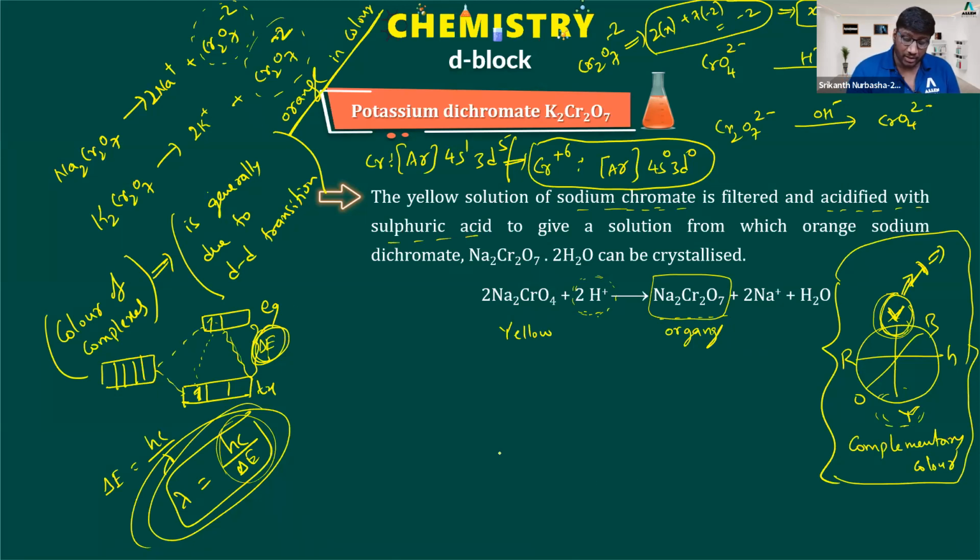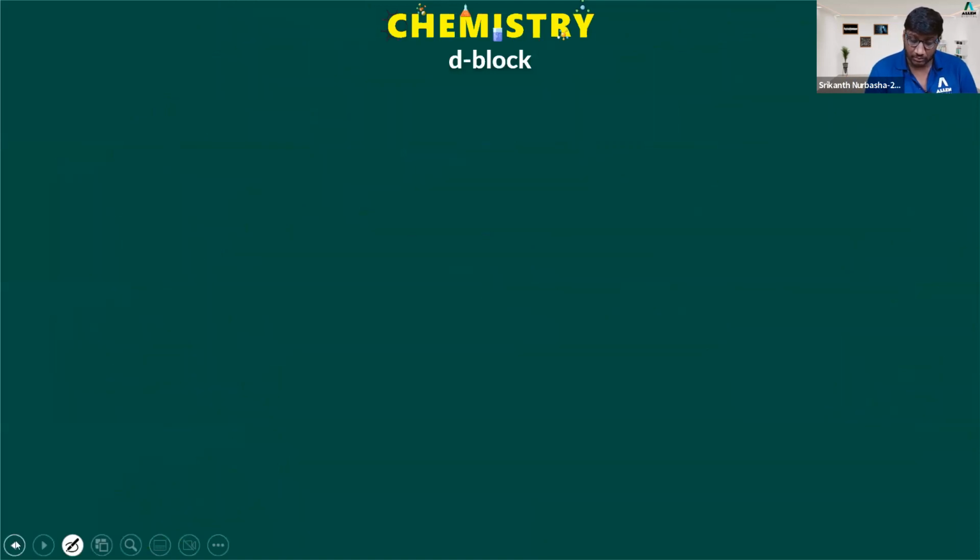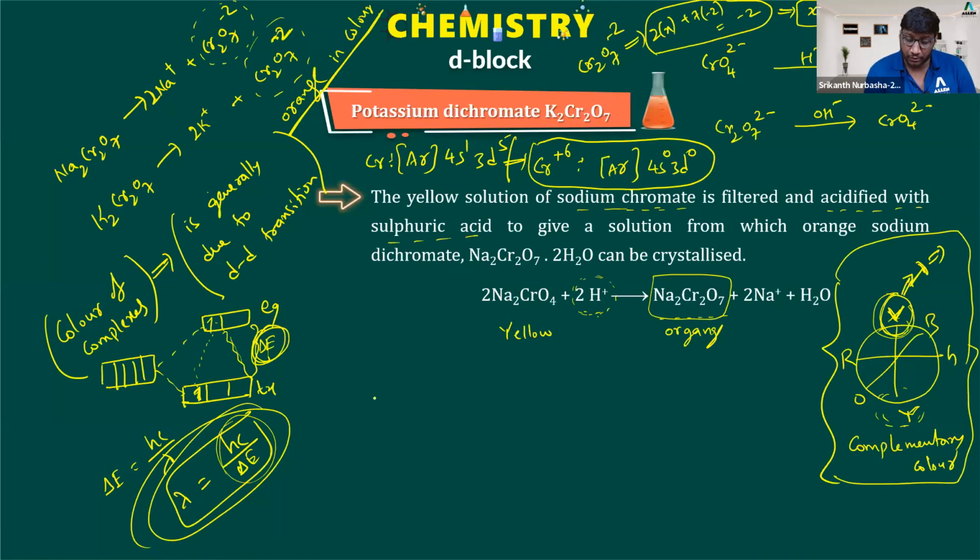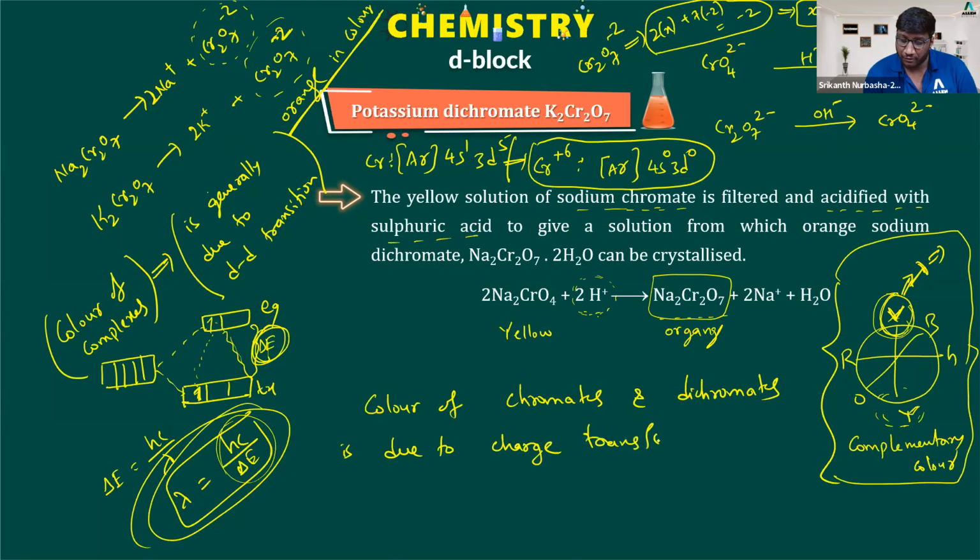The color, write down this point, very important point. Color of chromates and dichromates is due to charge transfer from ligand to metal. Which is the metal? Chromium. Which is the ligand? Oxygen. So charge is transferring from oxygen to chromium.